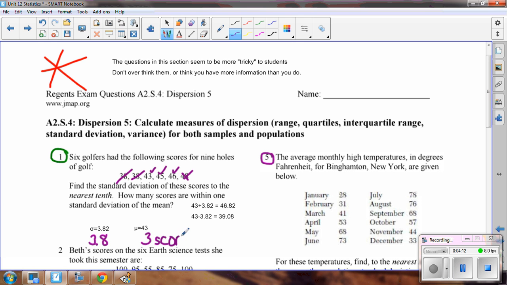You will see that when you do this process, it's quick and easy once you've already done the one variable statistics. Now let's look at number 5.